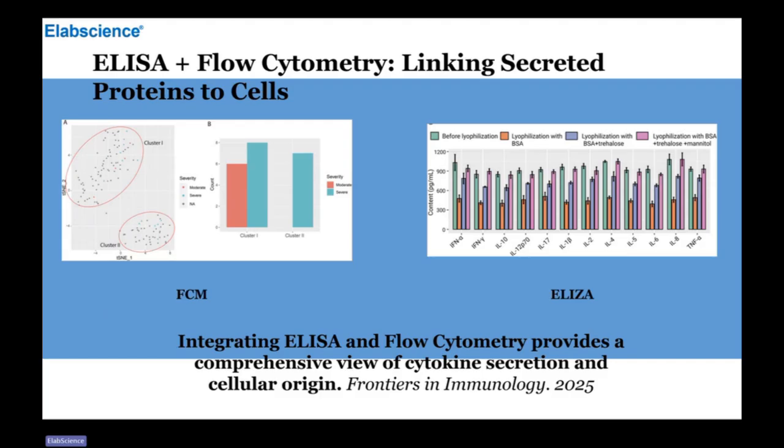For example, in this study here on COVID-19 patients, they mapped a specific target, t-SNE, from the flow cytometry, classifying immune cells producing a specific cytokine, while ELISA assesses overall cytokine levels before and after lyophilization. Combining these methods links the protein quantity to its cellular origin, providing a comprehensive understanding of immune responses and allowing us to interpret both the magnitude and source of cytokine production.